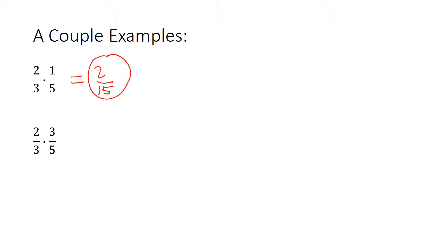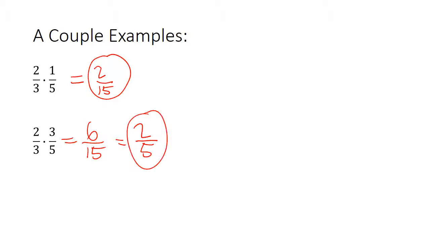Now let's do the second problem. 2 times 3 is 6. 3 times 5 is 15. Can this be simplified? Yes, it can. Both the numerator and the denominator can be divided by 3. 6 divided by 3 is 2, and 15 divided by 3 is 5. So we end up with 2/5.